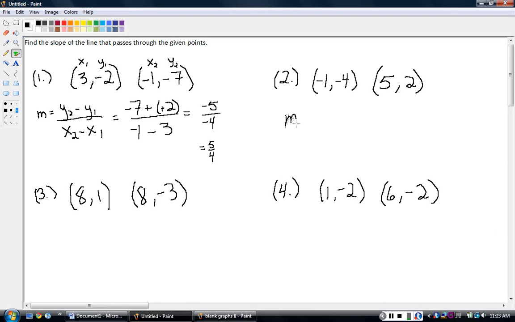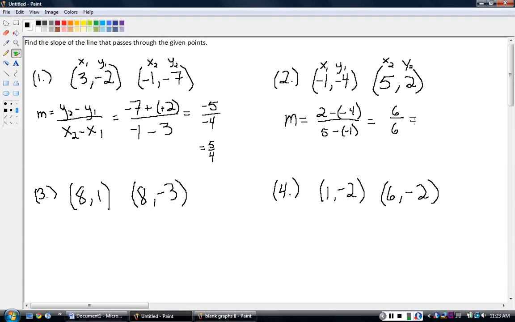Number 2. x1, y1, x2, y2, 2 minus negative 4, that goes on top. 5 minus negative 1 goes on the bottom. So again, in this example, I have to look out for those double negatives. So that's really 2 plus 4, which is 6, and that's really 5 plus 1, which is 6.